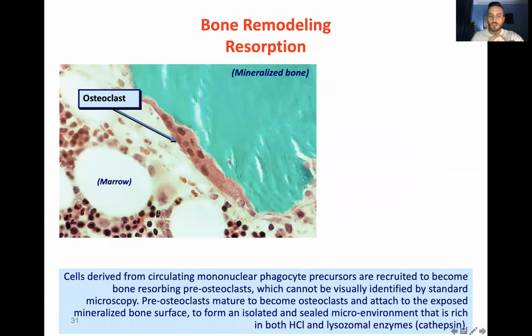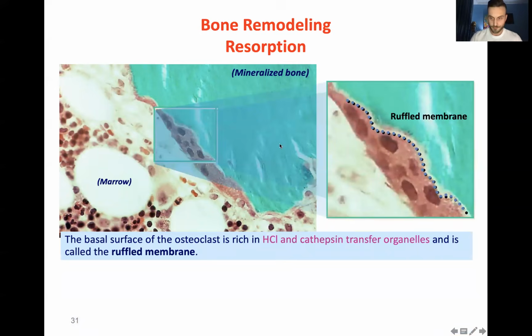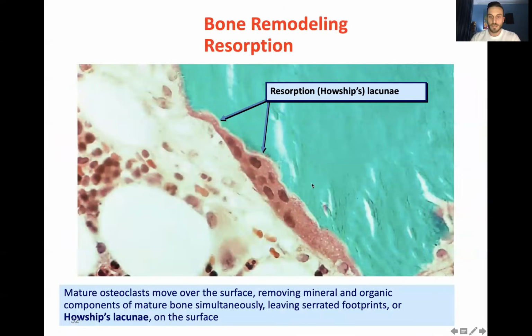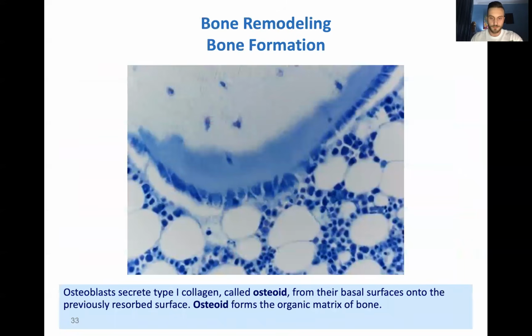So as you can see in this picture, these are the multinucleated large cells that have a ruffled border on this side. This ruffled border gives off HCl and cathepsin, which are enzymes that will eat the bone. This is the ruffled membrane, as you can see. And you can see here something called Howship's lacunae. Howship's lacunae are called the footprint of the osteoclasts where they are eating the bone.